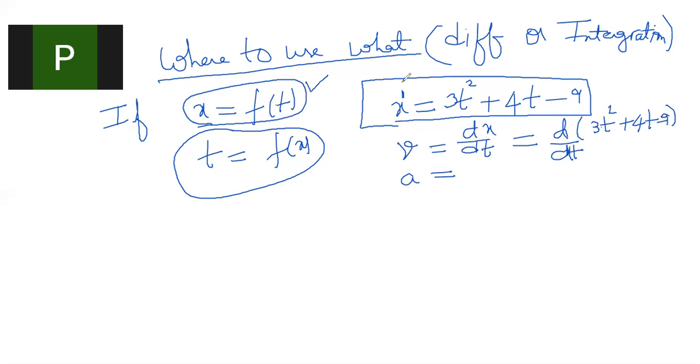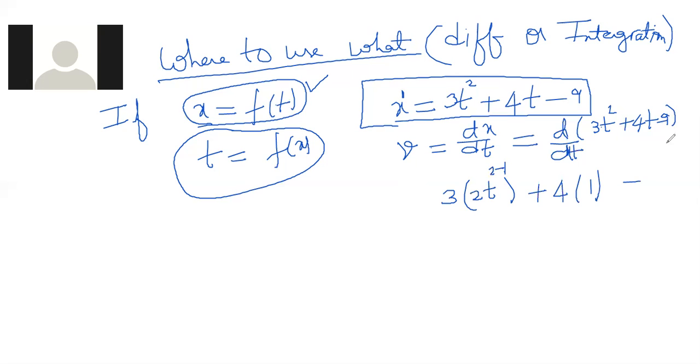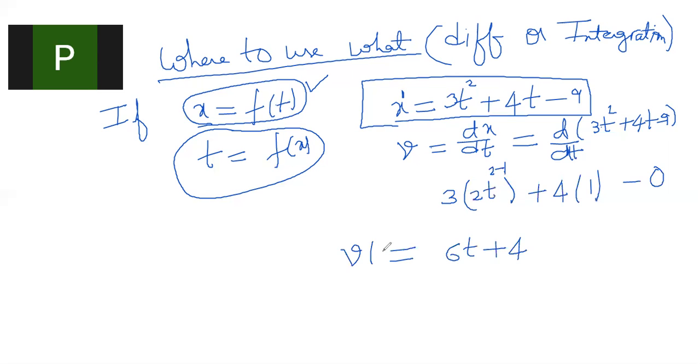Using your known knowledge, can you tell me what would I get? Each of the terms you have to differentiate. 3, leave it aside. What is the differentiation for t square? 2t power 2 minus 1, plus 4, leave it aside. Derivative of t with respect to t is 1. Derivative of 9 is 0. Then what are you eventually going to get? 6t plus 4. This is your velocity function.